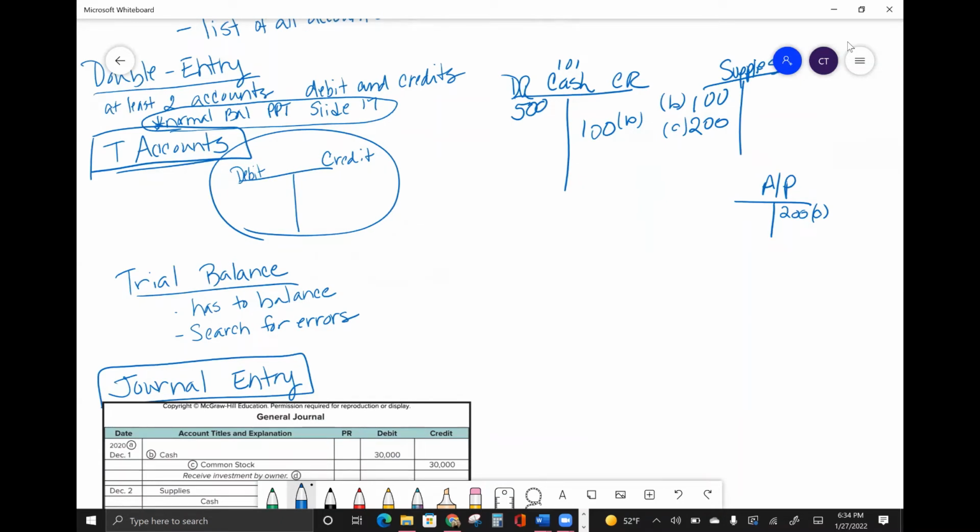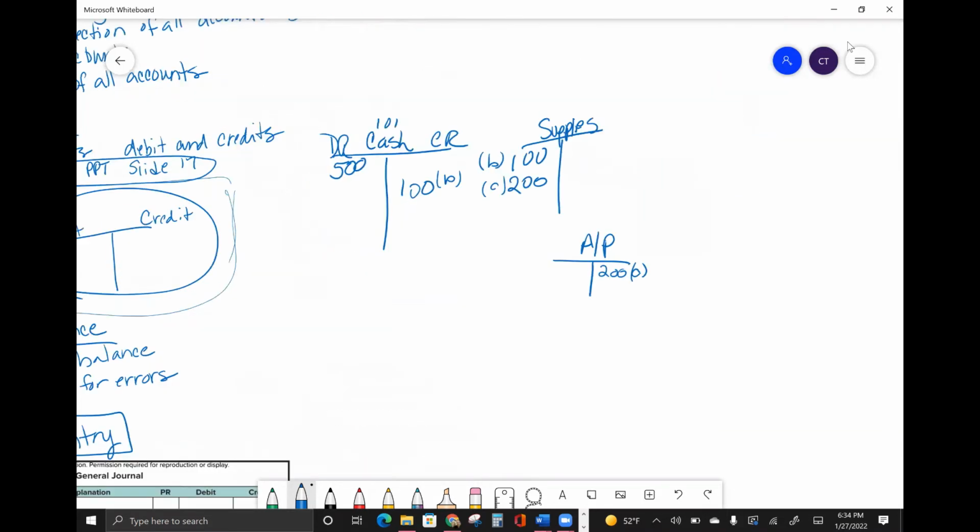Okay. So we have something called a T account. I don't know if y'all use T accounts in y'all's class. I like to use T accounts. It helps when you're trying to figure out what happened in one of the accounts. So this is a little example here. I have three different accounts: cash, supplies, and accounts payable. And you can see I have different activities that have happened.